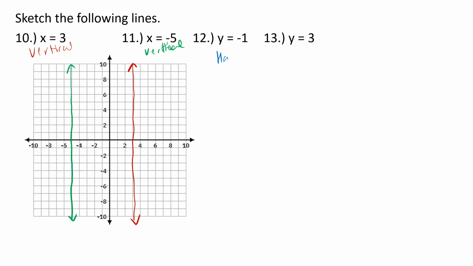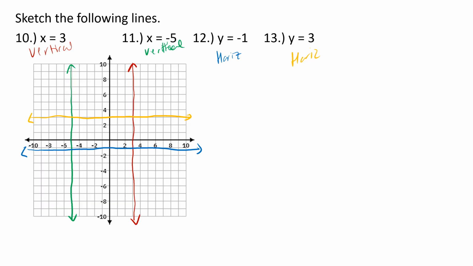Y is equal to -1. So this is horizontal, and we'll go find the y is -1. And there's that one. And last but not least, y is equal to 3. This is also horizontal. And y is equal to 3. So that'll be up here. I lost my pen there for a second. There we go. Okay, so it should look something like that.